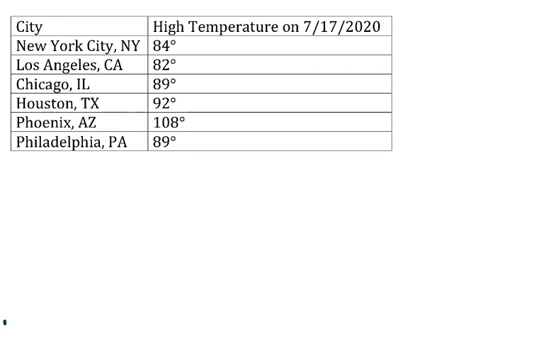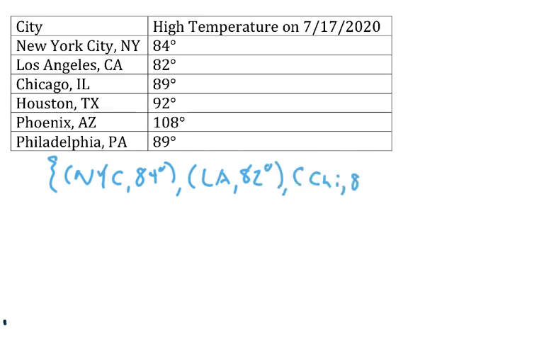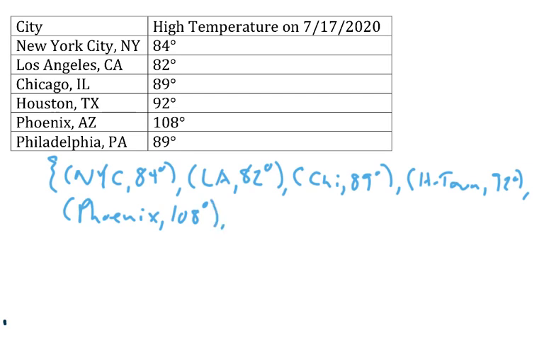I have a list in the left-hand column of several cities, and in the right-hand column, what the high temperature was in those cities on the 17th of July in the year 2020. So you can see that in New York City, the high temperature was 84, and in Phoenix, the high temperature was 108. Now, what you really have here are ordered pairs, and you even kind of get the idea of why the word relation is chosen. There is a relation between the first value and the second value. They are somehow connected. In this case, it's the city and the temperature.